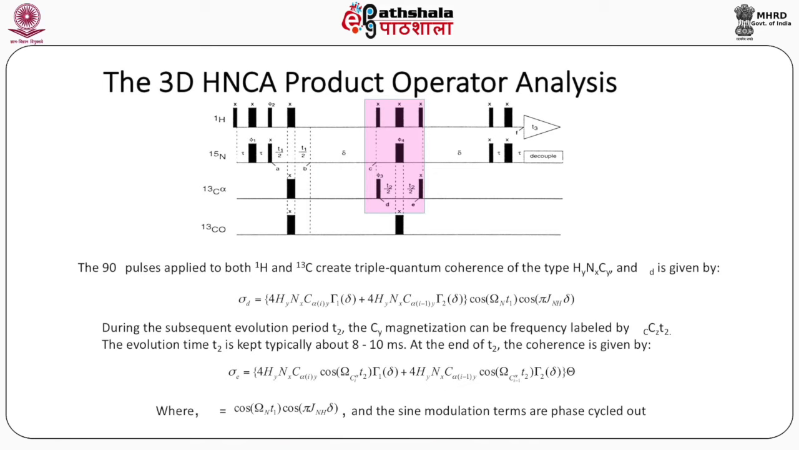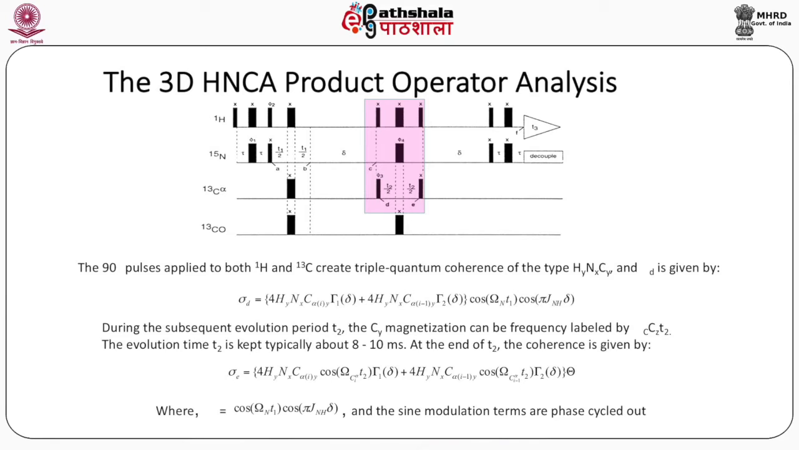We continue further in the pulse sequence. The 90-degree pulses applied to both proton and C13 create triple quantum coherence of the type Hy Nx Cy, and sigma D is given by 4 Hy Nx C alpha Iy tau 1 delta plus 4 Hy Nx C alpha I minus 1 y tau 2 delta.